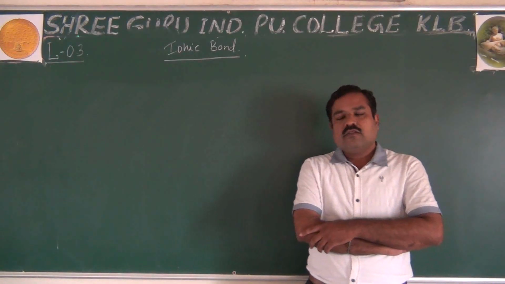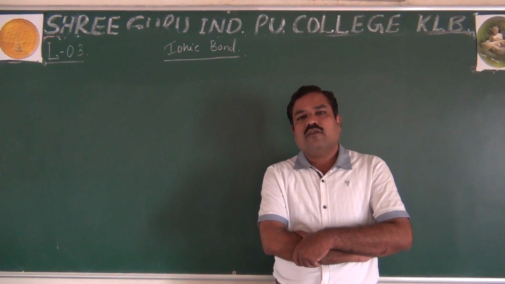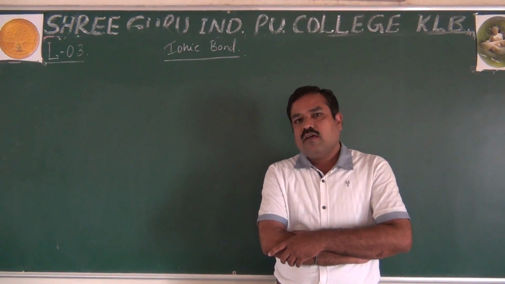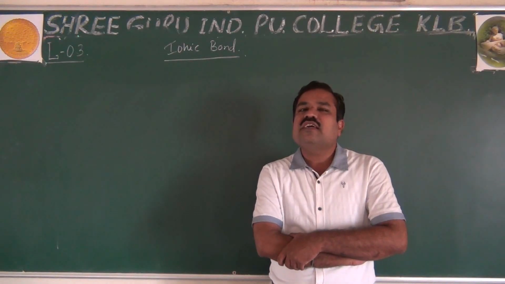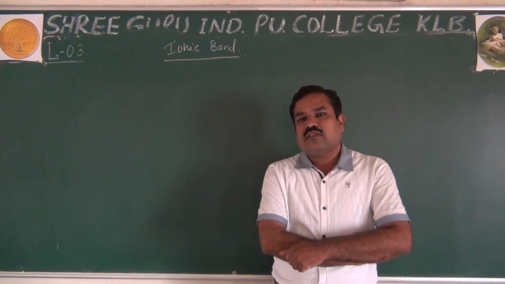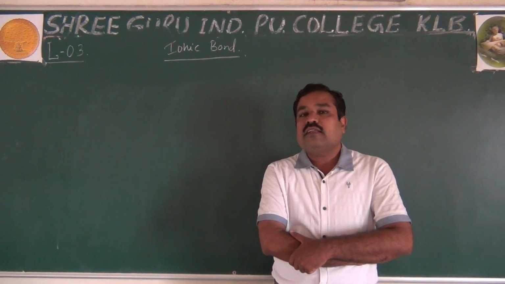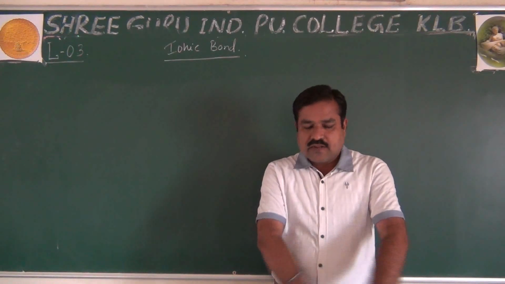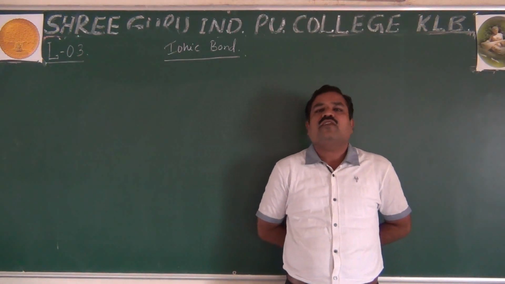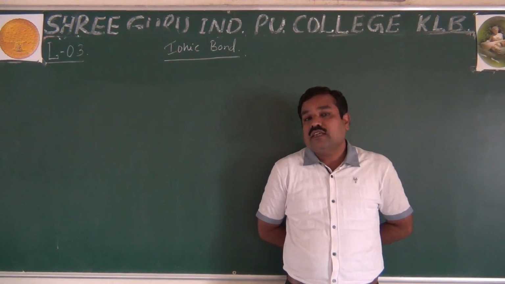See students, the Lewis dot formula was given by the famous American chemist G.N. Lewis. He gave a simple notation to represent the valence electrons present in an atom or in an element. What are these valence electrons? These are the outermost electrons present in the outermost shell or orbit of an element, which actually decide its chemical properties.